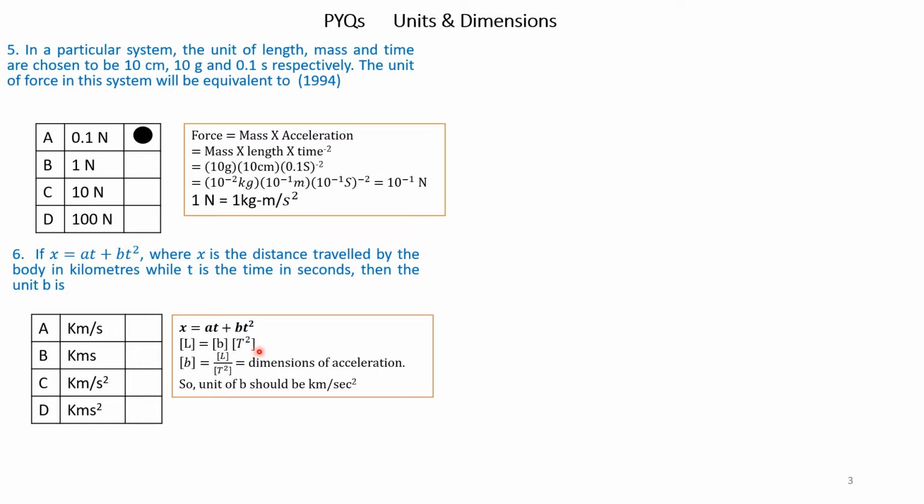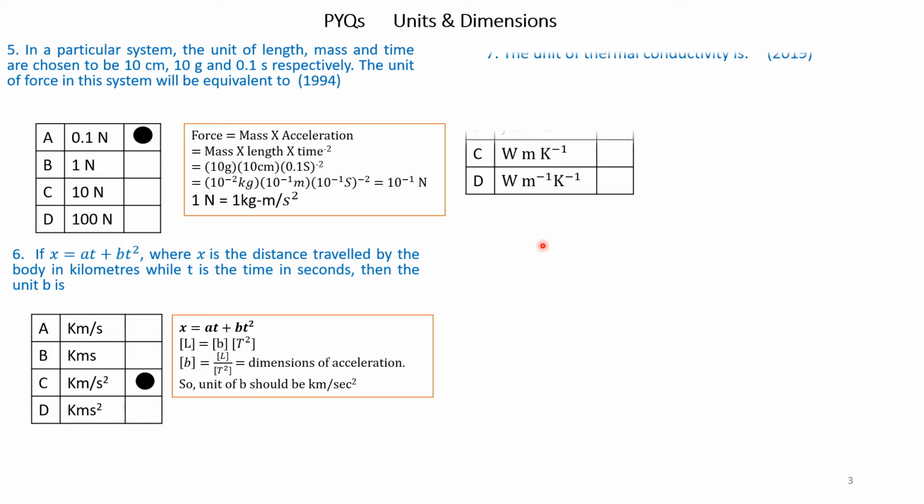We can neglect this because this is also a distance only. AT is distance. So we are required to find the BT square. Therefore B is equal to L divided by T square. That is, L by T square is the dimensions of acceleration. So the unit of B should be meters per second square. This option is appearing as C. So you please mark it.